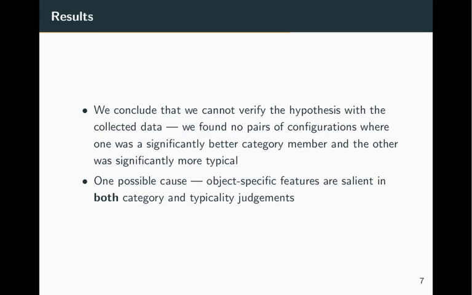Okay, so we conclude from the study that we can't verify the hypothesis from the collected data. In this data set, we didn't find any pairs of configurations where one configuration was a significantly better category member and the other was significantly more typical. However, this was a relatively small data set which could be extended to test this further. One possible reason that we didn't find any significant differences is that object-specific features may be salient in both category and typicality judgments.